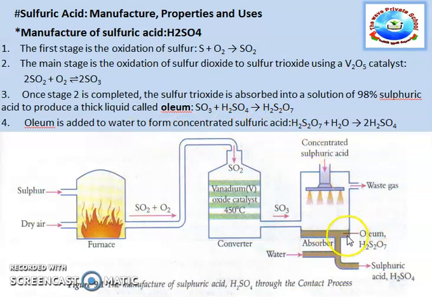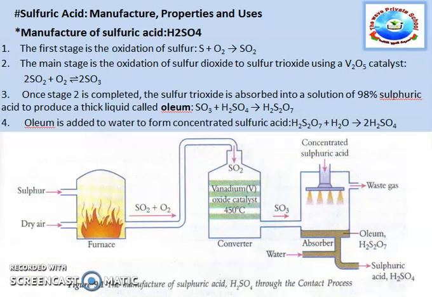So you can see this oleum is passed from this pipe and there is an inlet of water. When these two connect to each other, there is an outlet of sulfuric acid. And hence, by this process, we get sulfuric acid. The manufacture of sulfuric acid is through the contact process. The whole process is called the contact process.